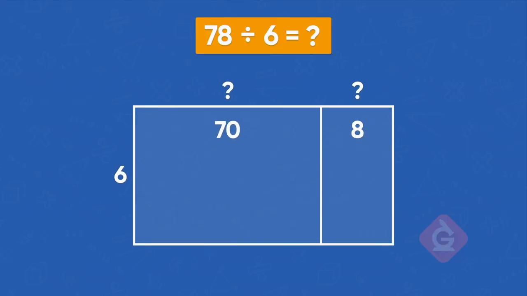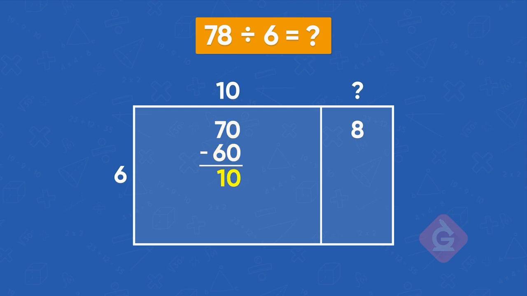Last time we said 6 times 11 is 66. But what would happen if we use 6 times 10 instead? Let's try and find out. When we multiply 6 times 10, we get 60. Then we subtract 70 minus 60 to find out how much area is left in this section. 70 minus 60 is 10.